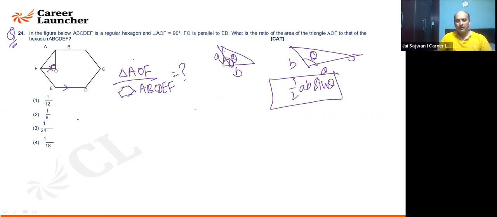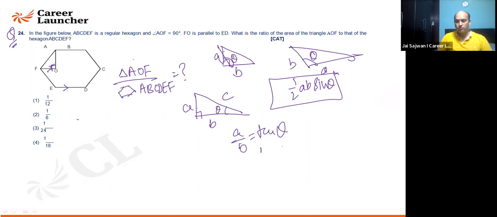Come on. एक और चीज बताना चाहता हूँ. If you know this angle, I can find out this value. कैसे? Perpendicular upon base, A upon B is equal to what? Tan theta. आपने सुना ही होगा. A upon C is equal to sin theta. Why? Because this is considered as a base where 90 and theta is going to come. So that is the base. So A upon B is equal to tan theta. A upon C is equal to sin theta.